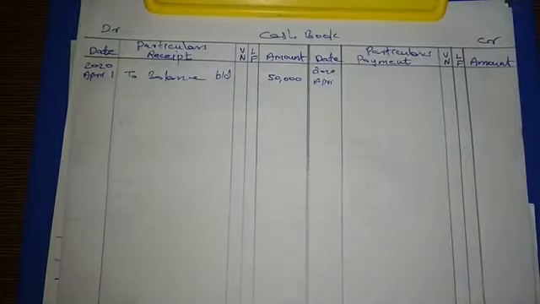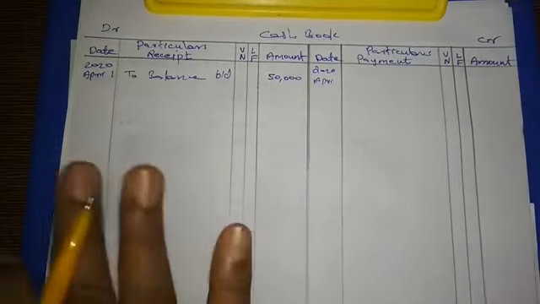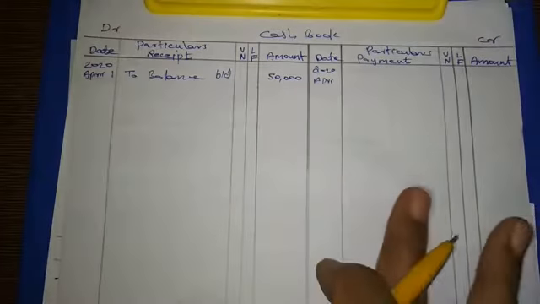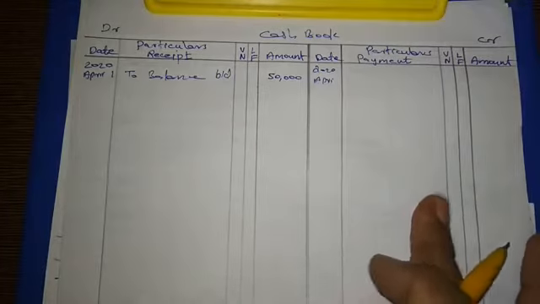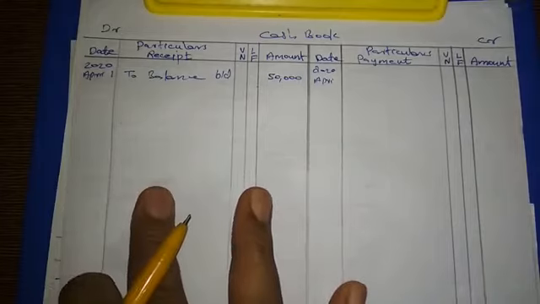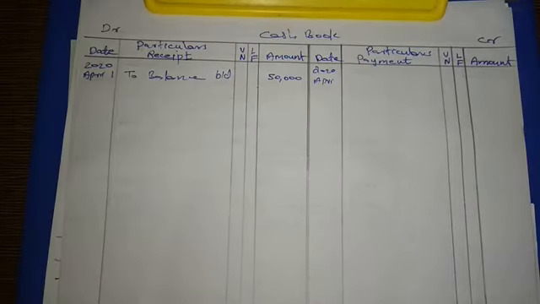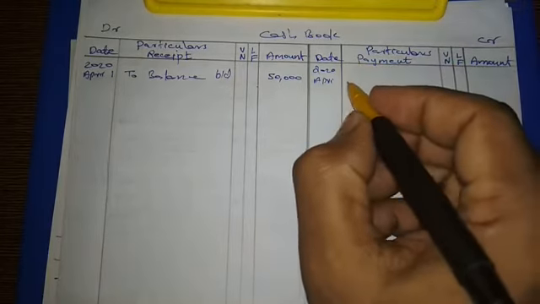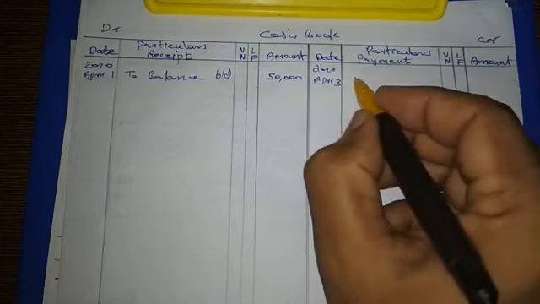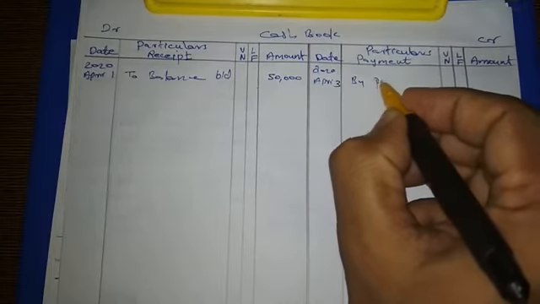Second transaction, purchased goods for cash. All the cash transactions are coming in this. Payment of cash will be this side. Receipt of cash will be this side. So purchase of goods for cash means it is the payment of cash. Cash we are giving, so it will come on the payment side. Here the date will be 3, and by purchases.